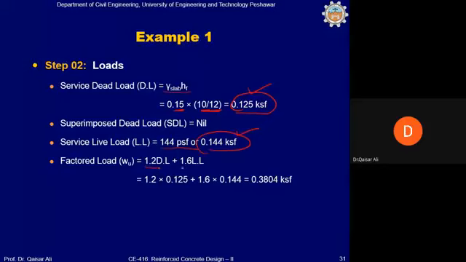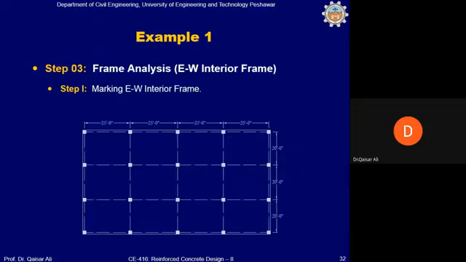Factored load 1.2D plus 1.6L is 0.3804 kip per square foot, which is the ultimate load for which we should analyze and design this slab. The next steps I would ask you to do yourself.